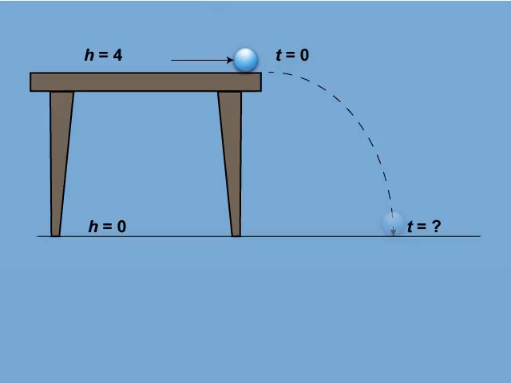This diagram shows what happens from time t equals 0 to when the ball hits the ground. At the beginning, the ball is 4 feet above the floor. After a certain amount of time, the ball hits the floor. At this point, the altitude of the ball is 0, which results in this quadratic equation. -16t squared plus 4 equals 0.